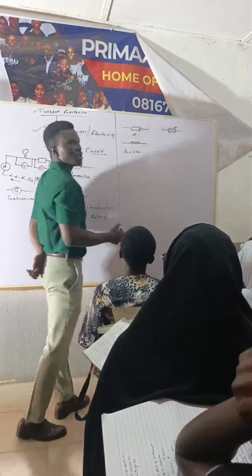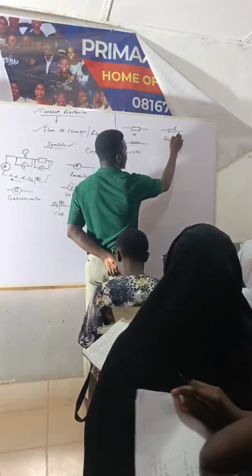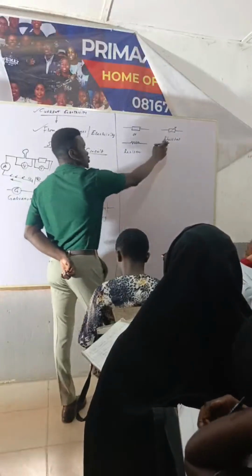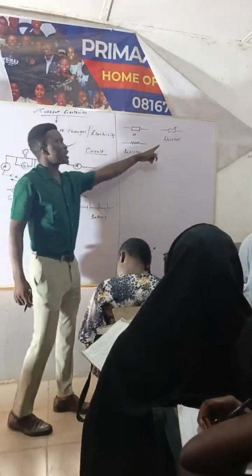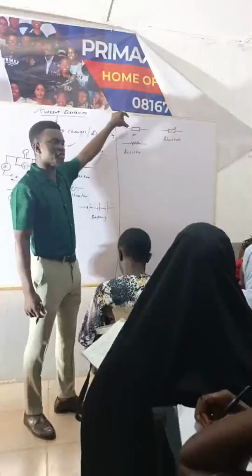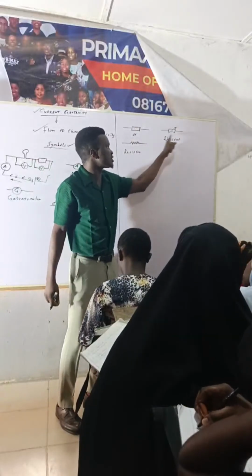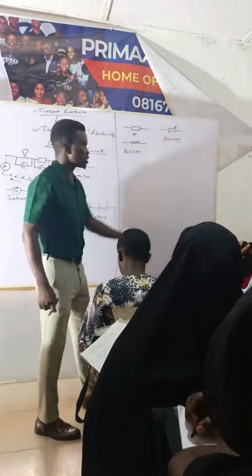This symbol is called a rheostat. What's the difference between a resistor and a rheostat? The rheostat you can regulate. The resistor is constant. You already have a value for that resistor. But you can be changing the resistivity of this one. We'll talk about it later.